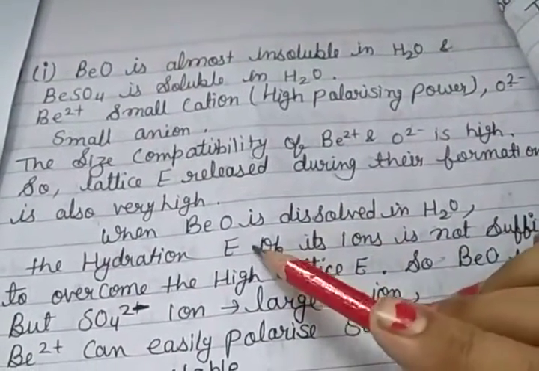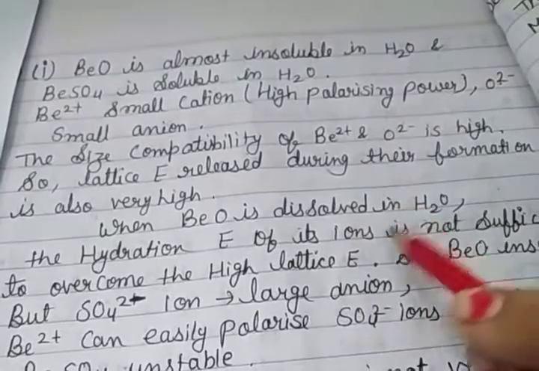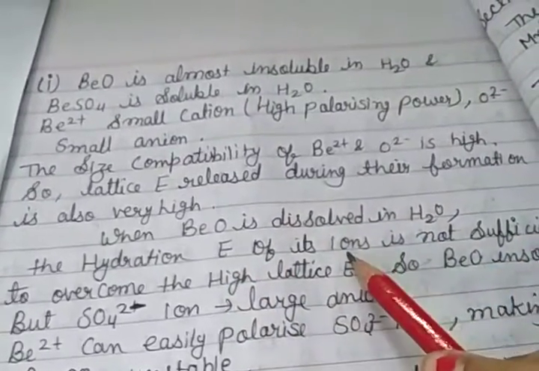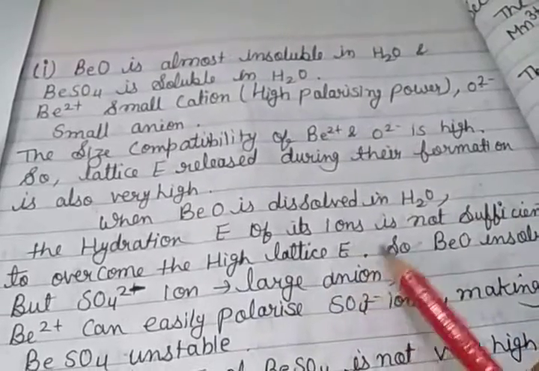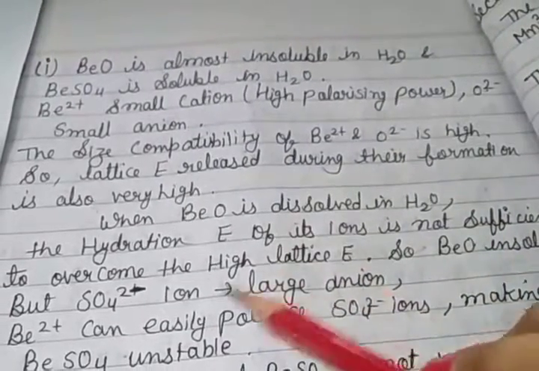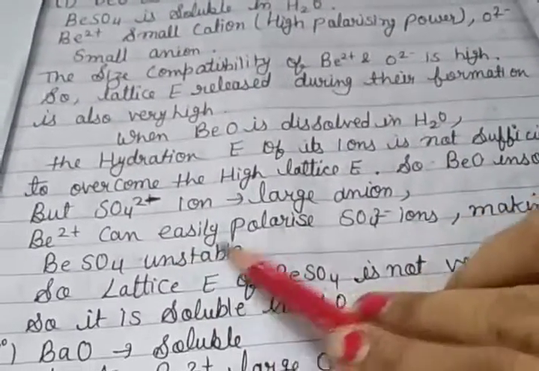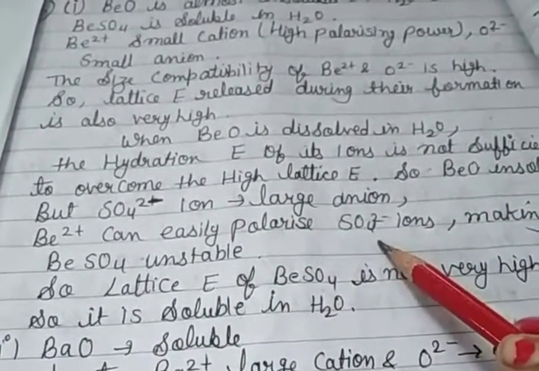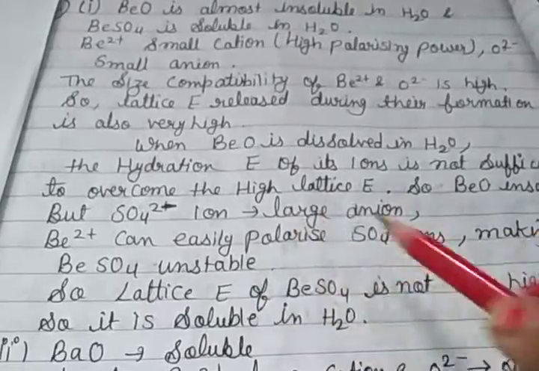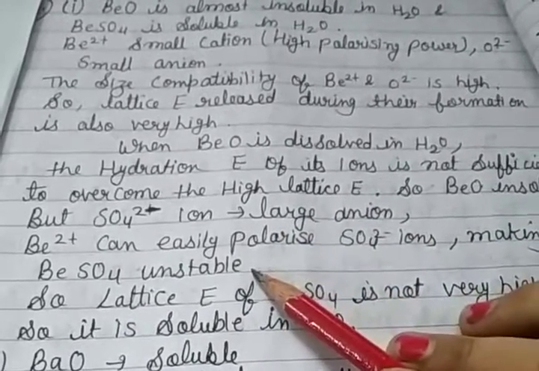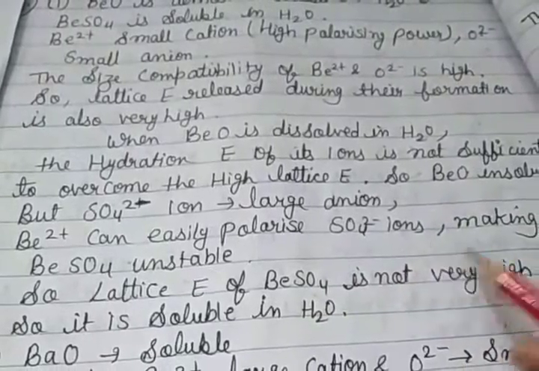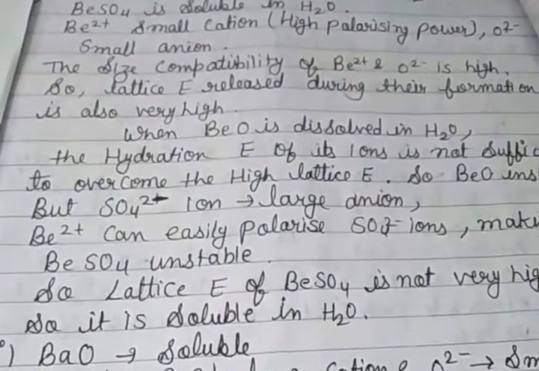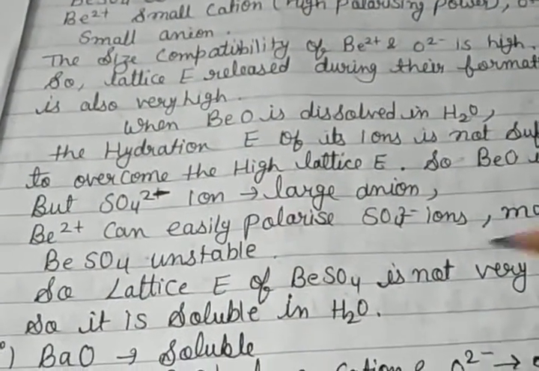But whenever beryllium oxide is dissolved in water, the hydration enthalpy of its ion is not sufficient to overcome the high lattice energy. So beryllium oxide is insoluble. But the sulfate ion is a large anion, so beryllium 2 plus can easily polarize the sulfate ion, because it is a small cation and a larger anion. So the Be2+ cation can easily polarize sulfate ions, making the beryllium sulfate unstable.